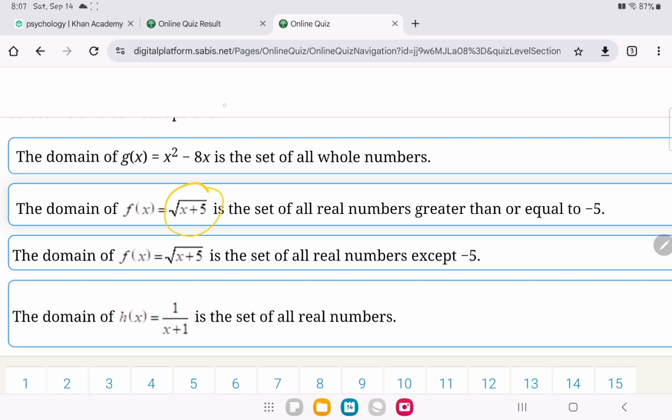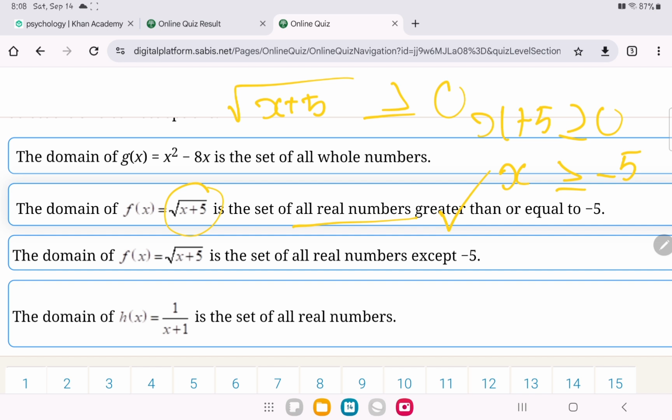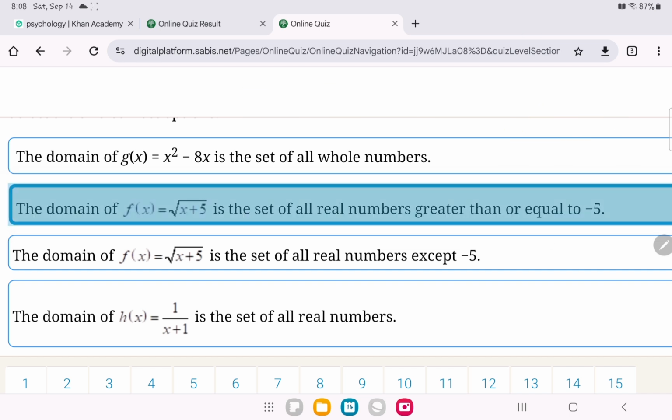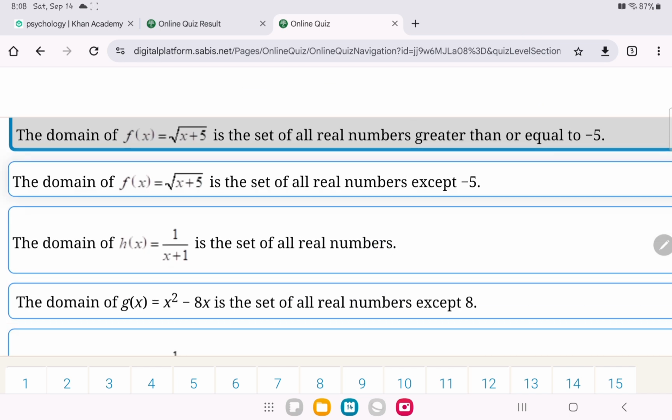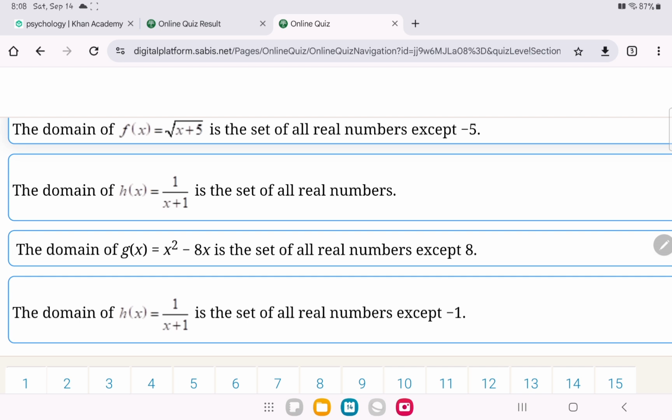Now over here, we have a radical. So that means in the radical, we said it has to be greater than or equal to 0. So x plus 5 is greater than or equal to 0. X is greater than or equal to minus 5. So that means the domain of this is the set of all real numbers greater than or equal to negative 5. Now this is a contradiction to the one above, so we do not choose it.